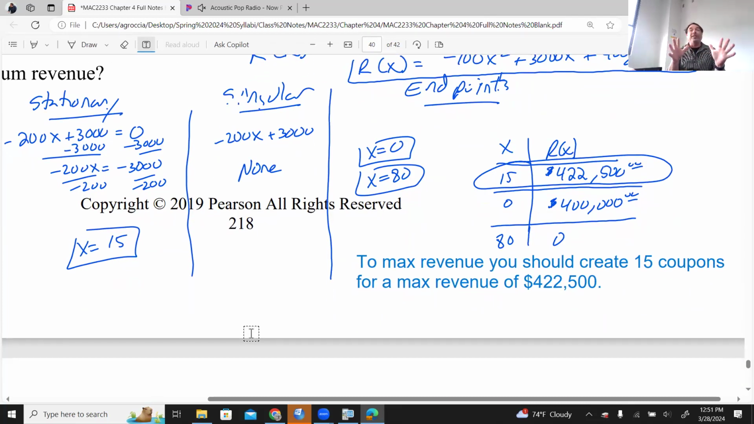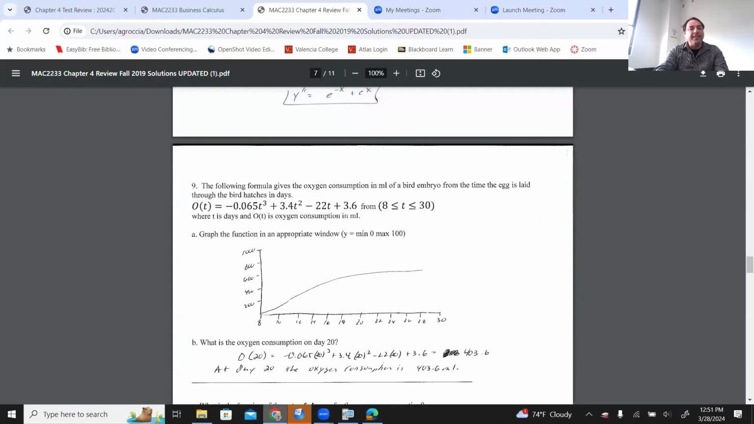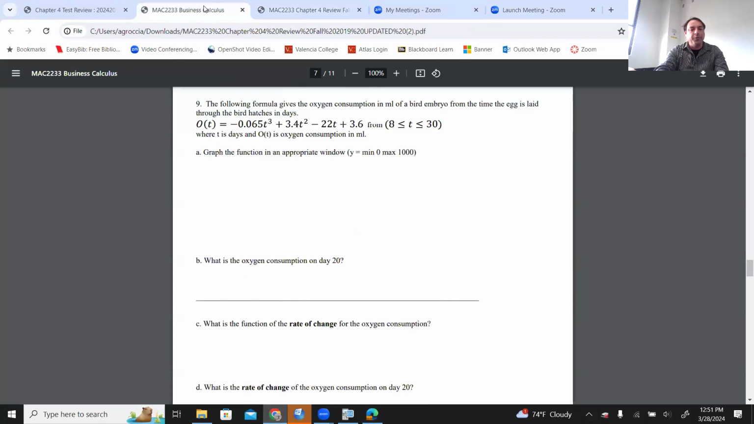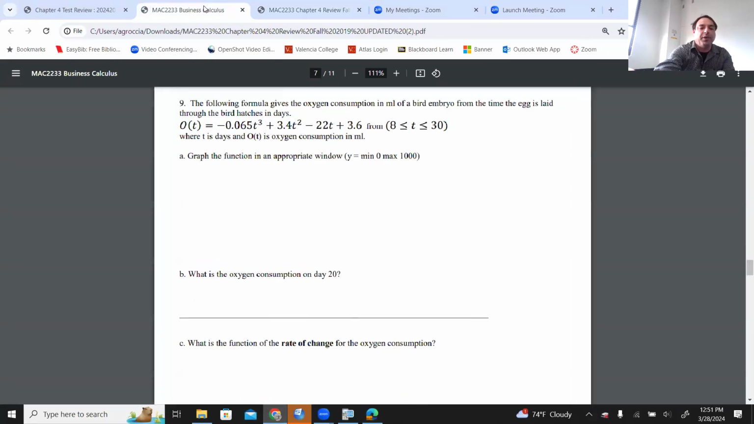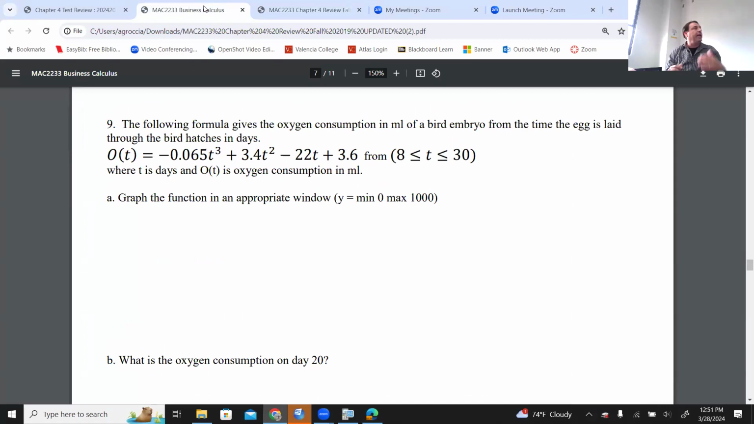Okay, now I know we've done a lot of word problems and your brain's probably going a little crazy right now, but I want to talk about one more. We can do it another time. That word problem is in the review, and that's question number 9. We're not going to do it, but I highly recommend that you do it. Work on it. We can talk about it next class.